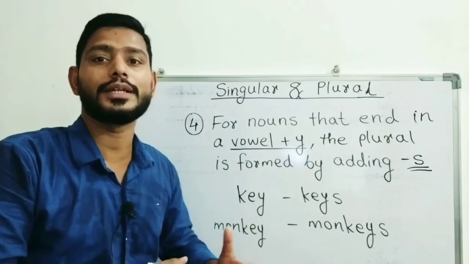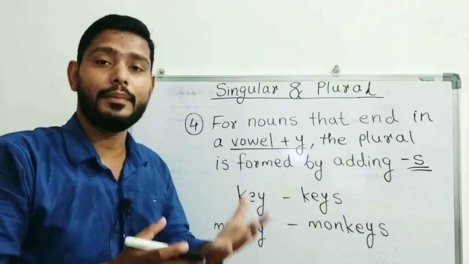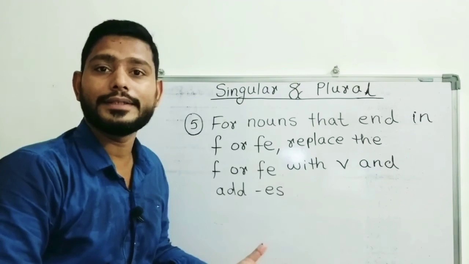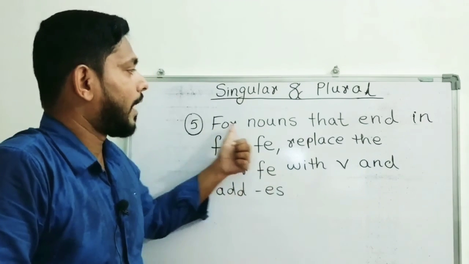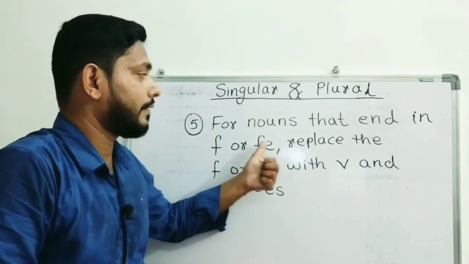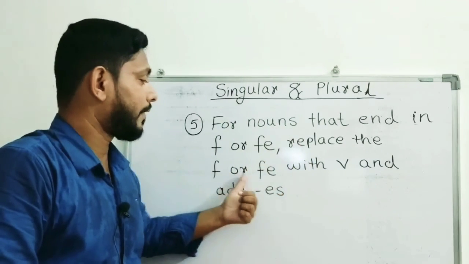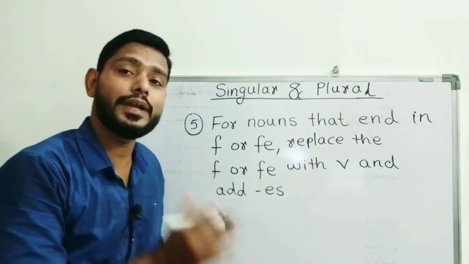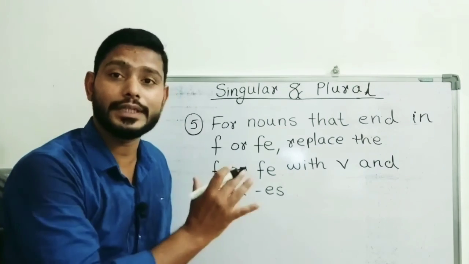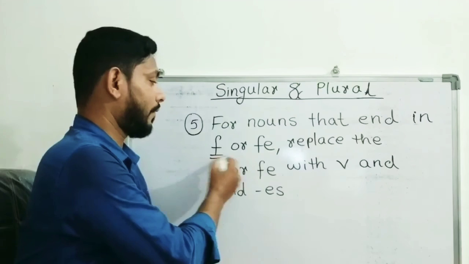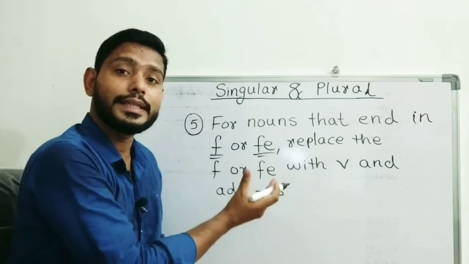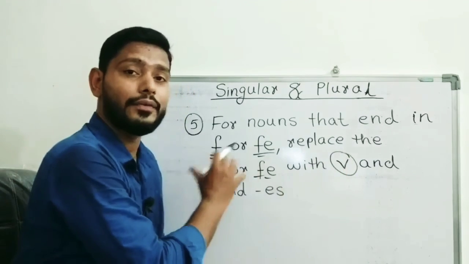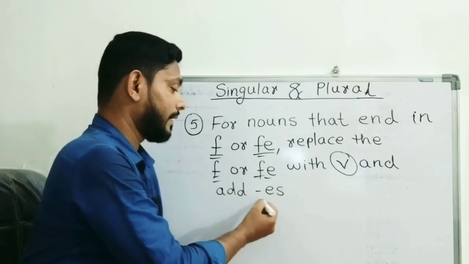So let's come to the fifth rule about singular and plural nouns. Here is the fifth rule: for nouns that end in f or fe, replace the f or fe with v and add es. This is very important to remember, that if there is a noun that ends with either f or fe, we have to replace that f or fe with what? V. We have to replace that f or fe with v and add es.